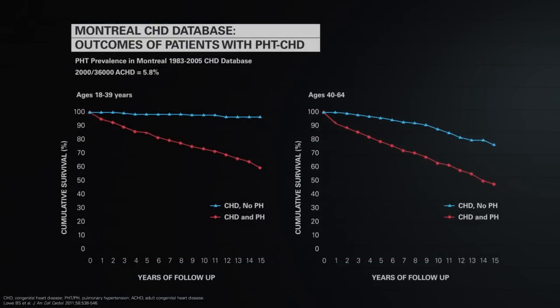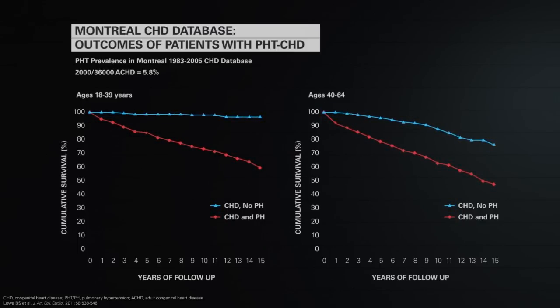These two Kaplan-Meier curves show survival over a 15-year follow-up period among adult CHD patients ages 18 to 39 years and ages 40 to 64 years with and without pulmonary hypertension. As you can see, survival is significantly worse among adult CHD patients with PH in contrast to those without PH.